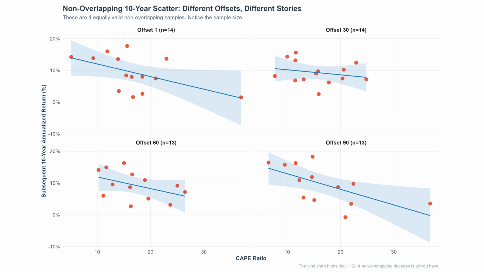That is a brilliant question, and it brings us right to the section of the research on sampling frequency and offsets. You have hit on a fundamental fragility of this data. Because we only have about 14 non-overlapping decades in the entire 140-year history of the U.S.